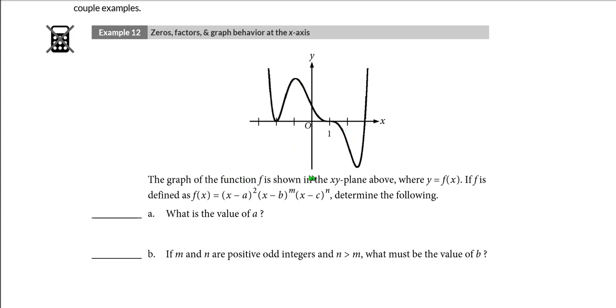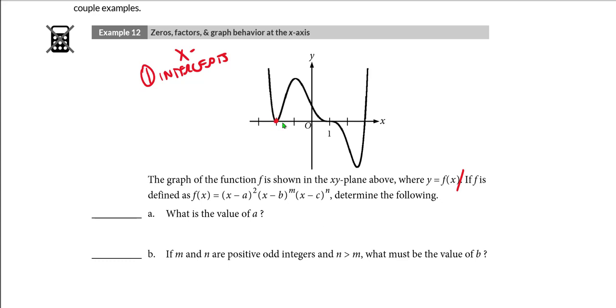We have got that this is the function f, and y equals f of x. Okay, fine, that's standard stuff for function graphing questions. If f is defined as f of x equals (x minus a) squared, and so on, determine the following. So here's the way that I would go about doing a question like this. The first thing that I would do is, I would not erase what I just wrote. I would identify the intercepts, the x-intercepts. So what are my intercepts?